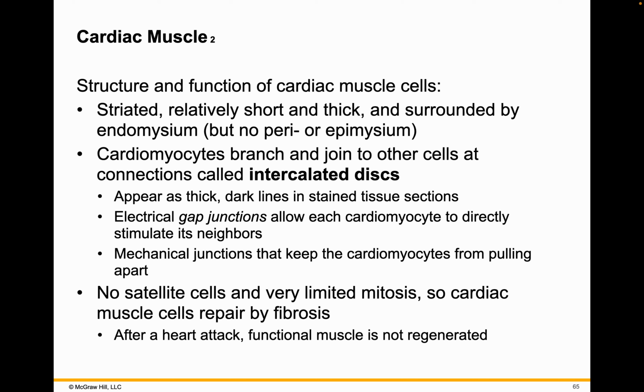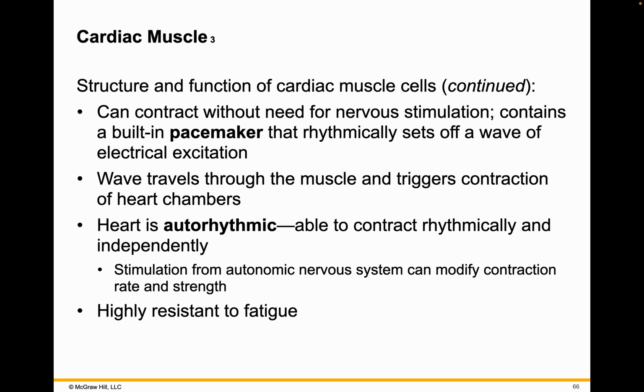Cardiomyocytes branch and join other cells at intercalated discs. There are no satellite cells and very limited mitosis. Cardiac muscle cells tend to be replaced by fibrous connective tissue. They can contract without the need for nervous stimulation. They have a built-in pacemaker that rhythmically sets off a wave of electrical excitation. Waves travel through the muscle and trigger contraction of the heart chambers. The heart is autorhythmic. It's able to contract rhythmically and independently, and it's highly resistant to fatigue.